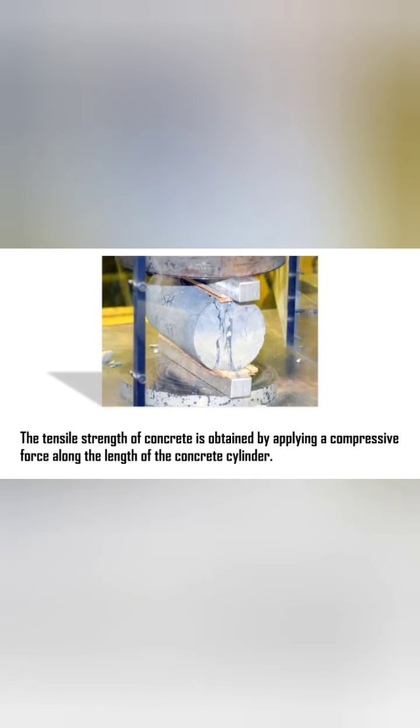We have the 3 tests, but in common we can say the split tensile test, where the cylinder is made to be broken upon loading, but the loading will be done in such a manner that it is executing the tensile load, so that we are calculating the tensile strength of our concrete. In the split tensile strength test, the tensile strength of concrete is obtained by applying a compressive force along the length of the concrete cylinder.